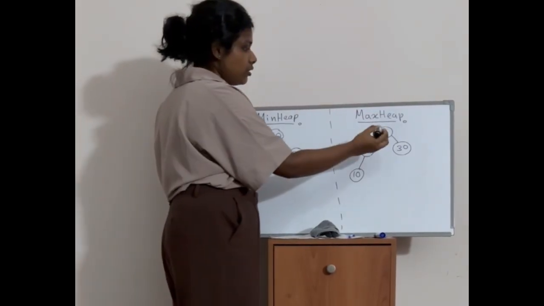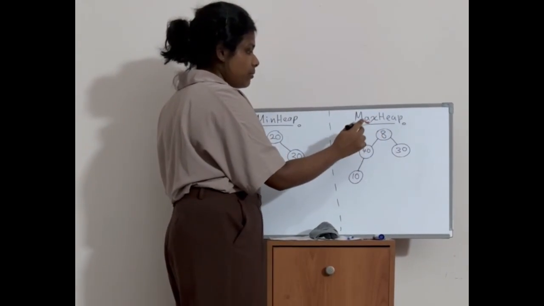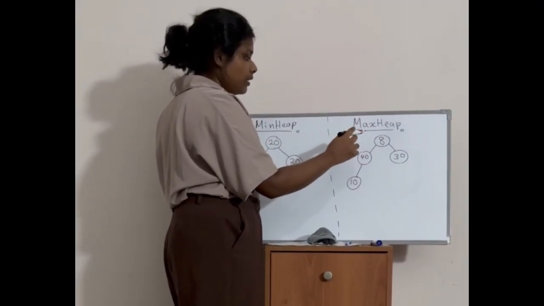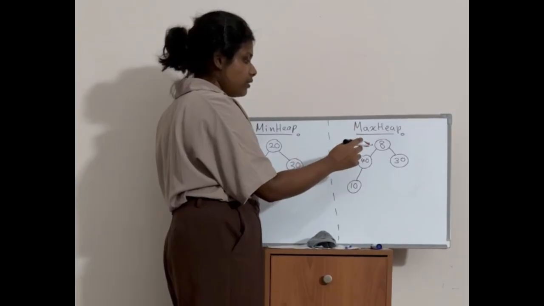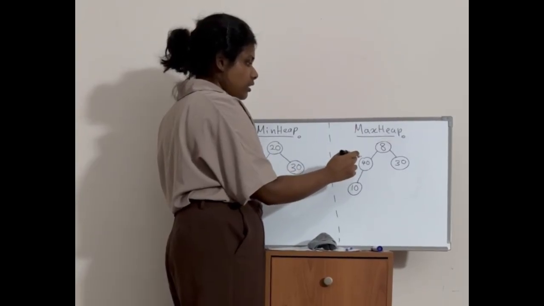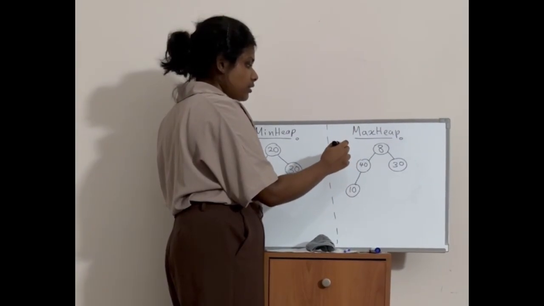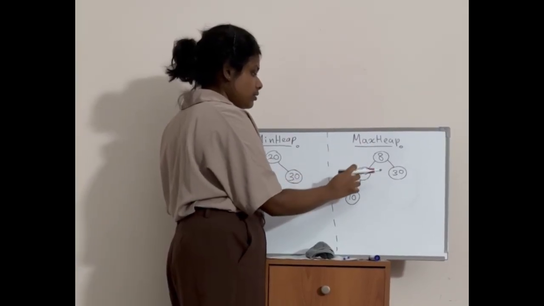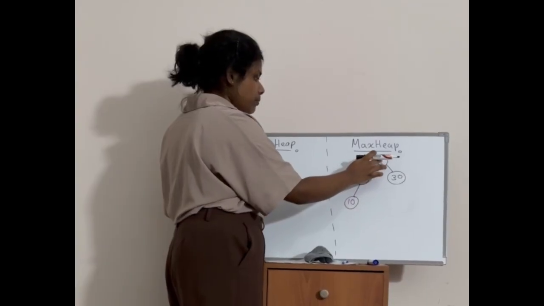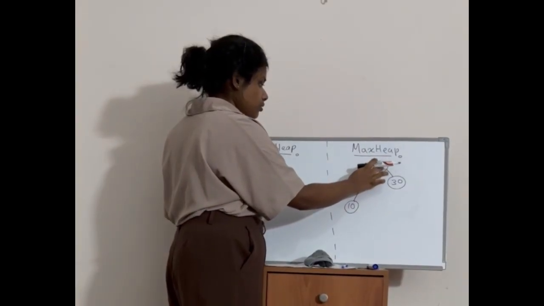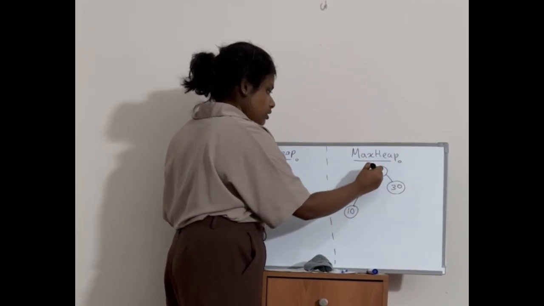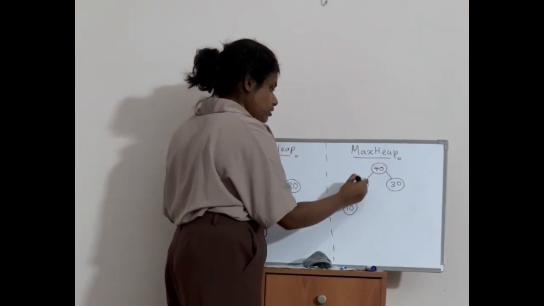In here also, because this is a max heap, the parent node should always be greater than or equal to its children, and that property is violated in here. So we have to swap these two also. So this becomes 40 and this becomes 8.